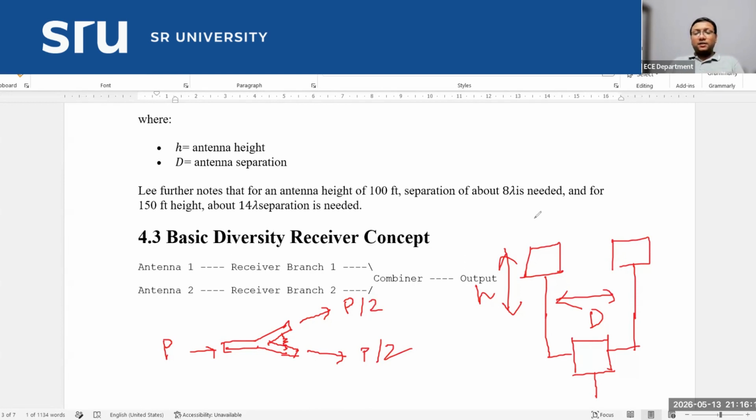Now, combiner means what? Suppose here P by 2 is coming, and here P by 2 is coming, then the ultimate power will be P. So this is called a combiner. So combiner and power divider are basically the same things, just the input and output ports are used in the reverse manner.